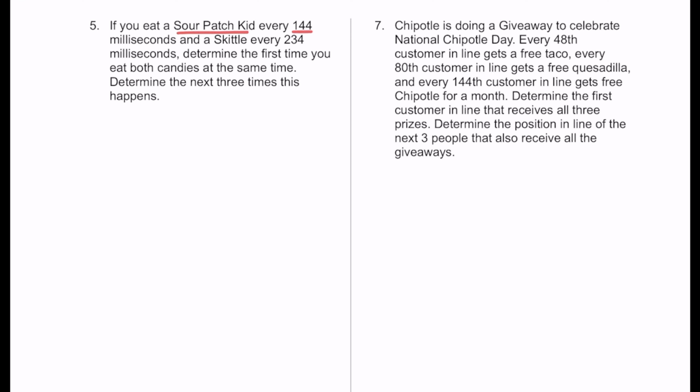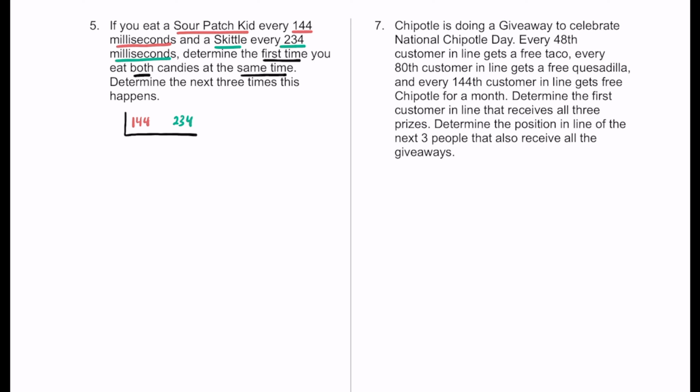Every 144 milliseconds, and then it looks like you're going to eat a Skittle every 234 milliseconds. Determine the first time you eat both candies at the exact same time. All right, so we go ahead and write these larger numbers down. We have 144 for the Sour Patch Kids, and we have 234 for the Skittles.